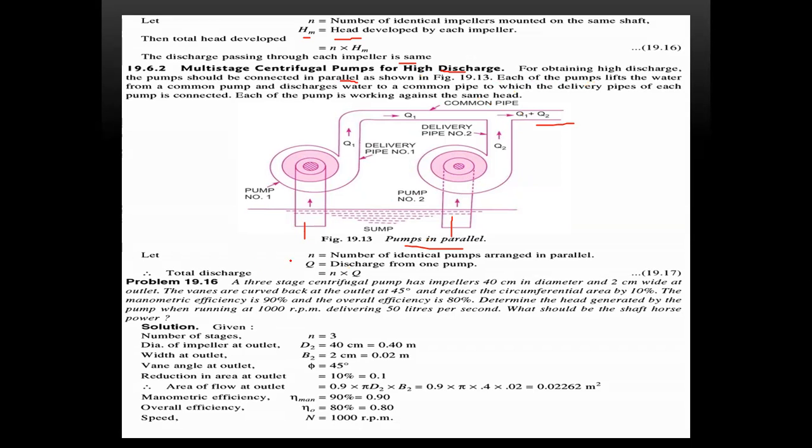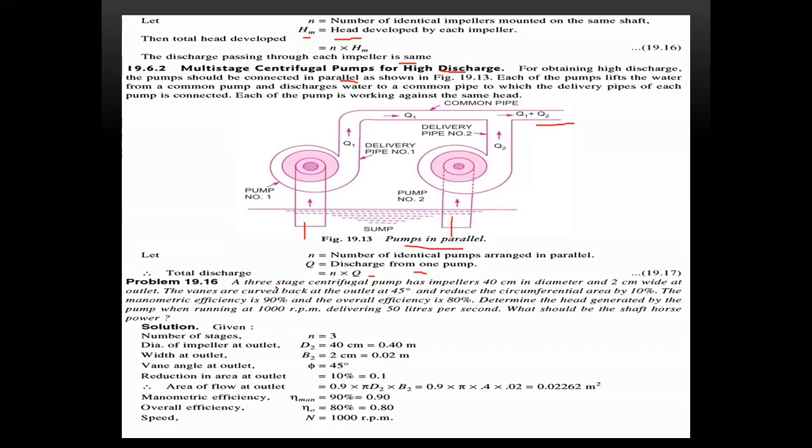Now see the same thing. Let N be equal to the number of identical pumps arranged in parallel. So ఇక్కడ pumps arranged in parallel, ఇక్కడ impellers are arranged in series. Now Q is equal to the discharge from one pump. Therefore, the total discharge is equal to N into Q. So based upon this formula, this derivation, you are having some problems for these multi-stage pumps.